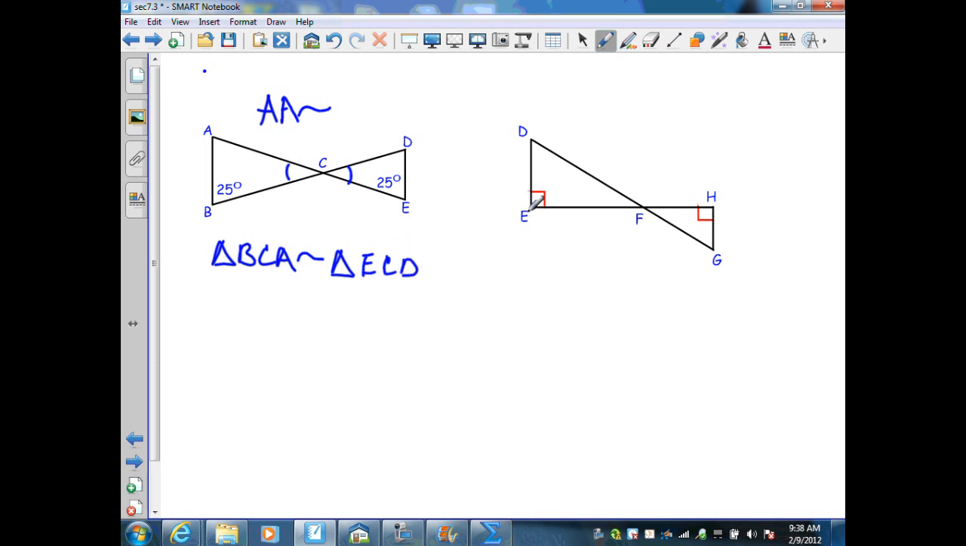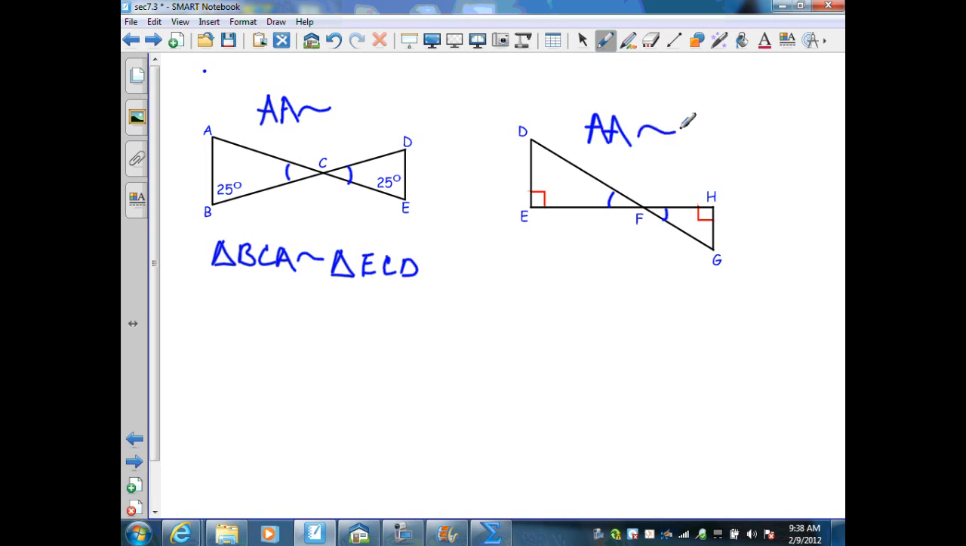On my next diagram, I'm given triangle DEF and GHF. Here I know that I have two vertical angles and they are congruent. Therefore, I know angle DFE is congruent to angle GFH. I also know that these two segments, DE, is parallel to HG because alternate interior angles are congruent. So I also could get angle D congruent to angle G by the alternate interior angle theorem. But vertical angle theorem is easier. So I already have these two triangles similar by the AA similarity postulate.